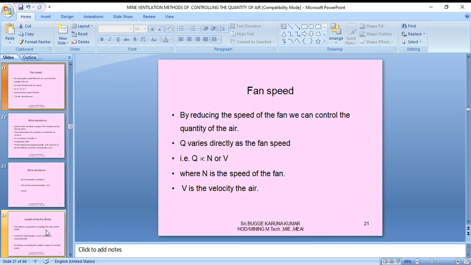Fan speed. These are the relations between fan speed, velocity, and pressure. By reducing the speed of the fan, we can control the quantity of air. This is a general, simple phenomenon. That means quantity is directly proportional to the fan speed, that is Q ∝ N, where N is the speed of the fan, and V is the velocity of the air.